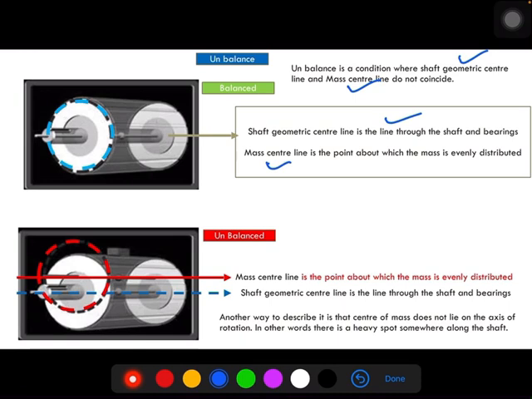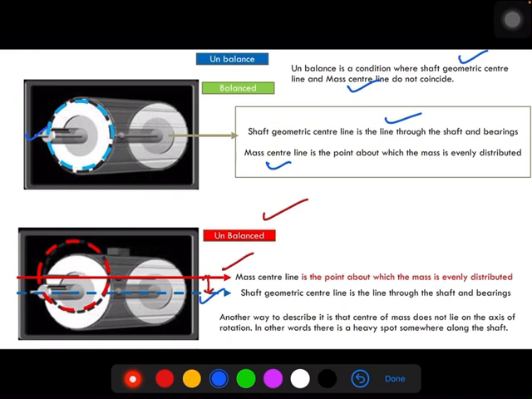When the equipment is properly balanced, there is no gap between the shaft geometric center line and the mass center line. They coincide with each other. A single line represents both the shaft geometric and mass center line. When the equipment is in an unbalanced condition, there is a shift between the mass center line and the geometric center line. There is an offset between these two. The red arrow shows the mass center line, and the blue arrow shows the shaft geometric center line. So they don't coincide with each other when the equipment is unbalanced.